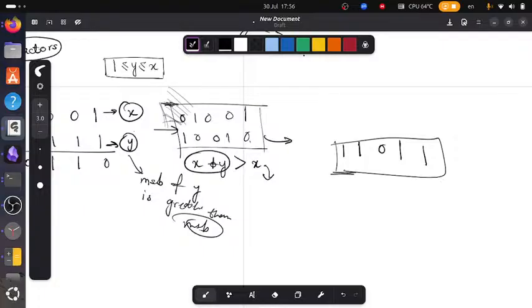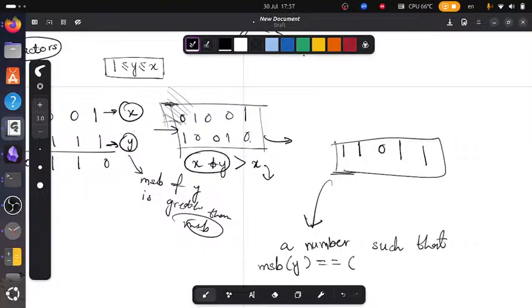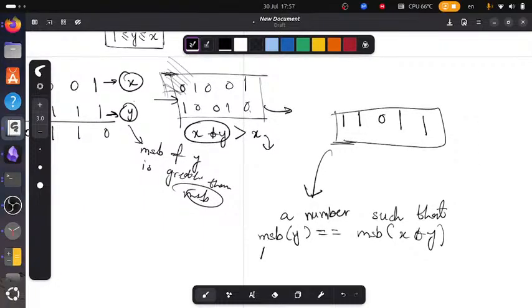So is it possible for us to have a number such that MSB of y is equal to MSB of x XOR y, and also x XOR y is a factor of y? Is this condition possible?